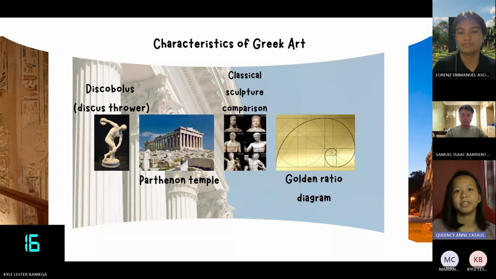Characteristics of Greek art. Greek art idealized the human body. They mastered anatomy, movement, and expression. In architecture, the Parthenon mirrored harmony and order.